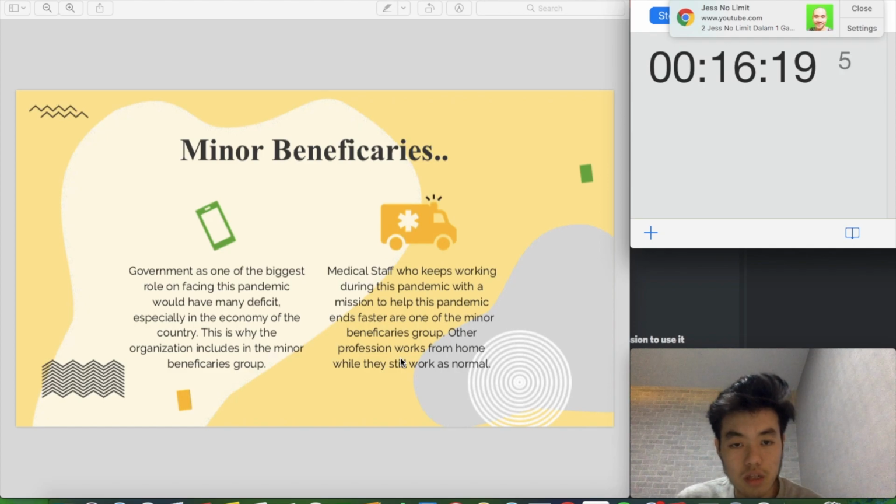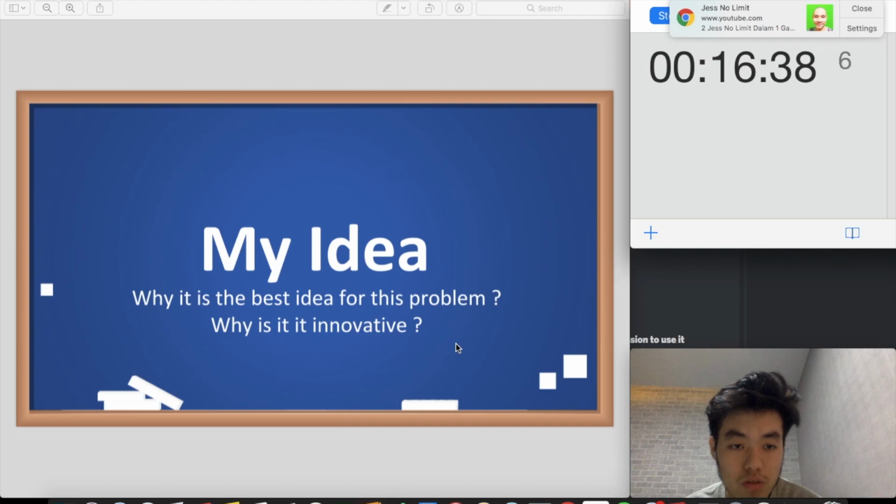Besides that, the medical staff who keep working during this pandemic, with a mission to help the pandemic end faster, are one of the minor beneficiaries group. Other professions work from home while they are still working as normal. So these are my ideas.